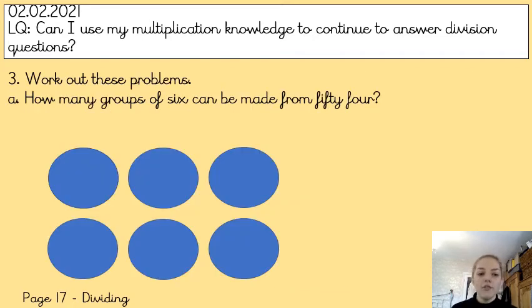Okay, question 3 is asking you to work out a series of problems. Now I'm going to have a go at A with you and then you can do the rest on your own. It says how many groups of 6 can be made from 54? So I'm looking at the word groups, I'm looking at the word 6 and I'm looking at the words 54. So I've got my 6 groups here and I'm going to do my grouping method that I showed everyone yesterday.